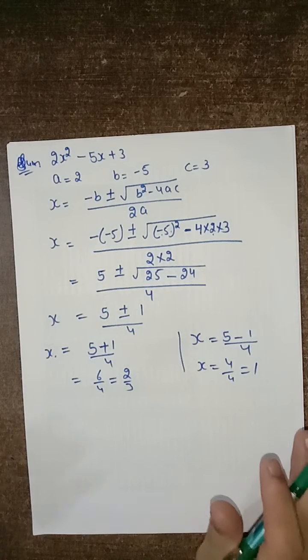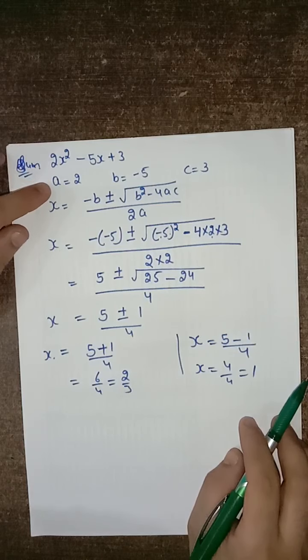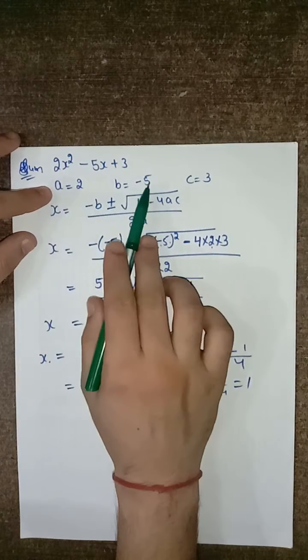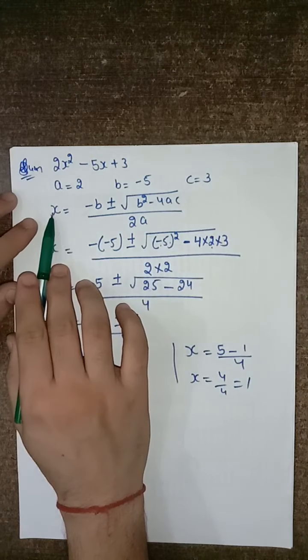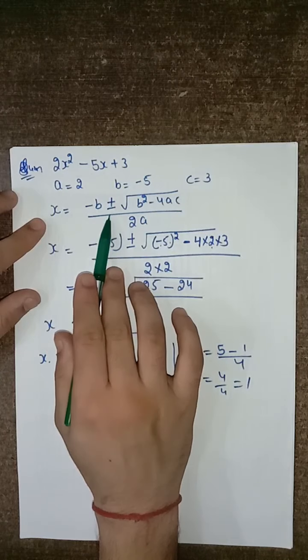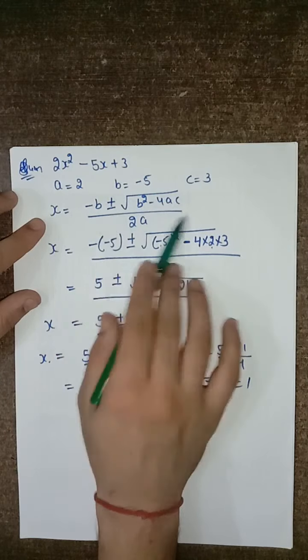So student, we first compared with the general form of the equation, so we got a as 2, b as minus 5, c as 3. Then put in the quadratic formula, that is minus b plus minus square root of b square minus 4ac divided by 2a, and put all the values of a, b, c in this formula, and you will get two values of x. The first will be by using the plus sign, and the second by using the minus sign. Okay student, please note this down.